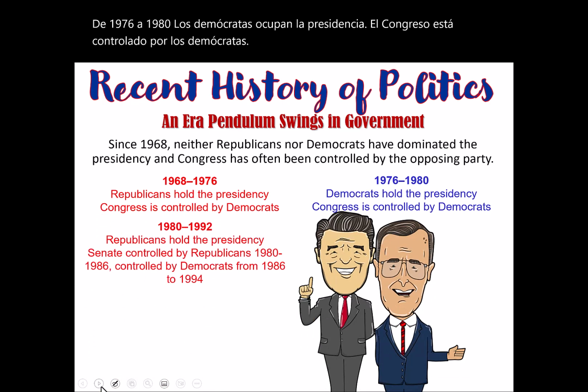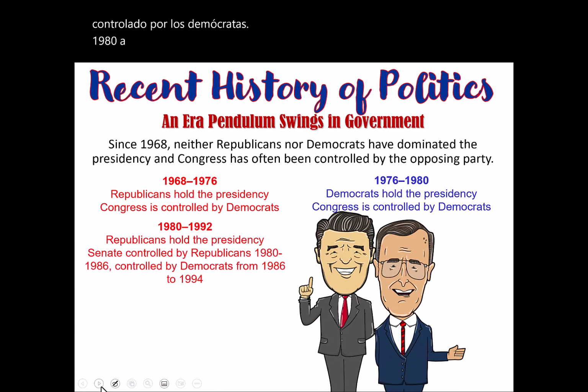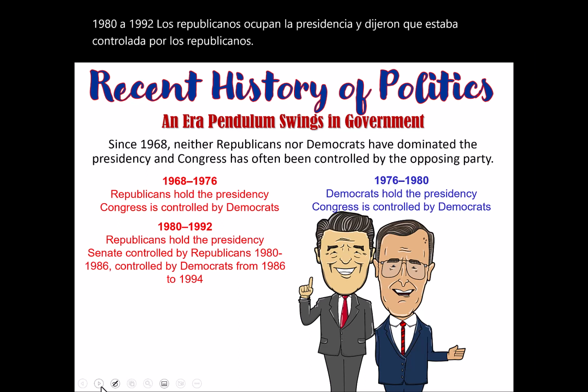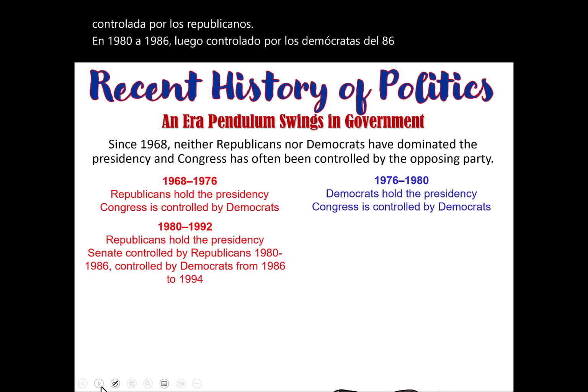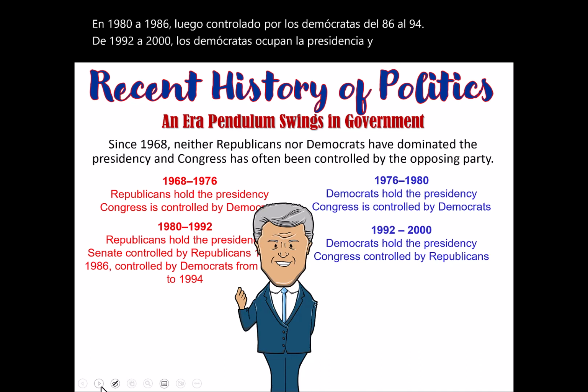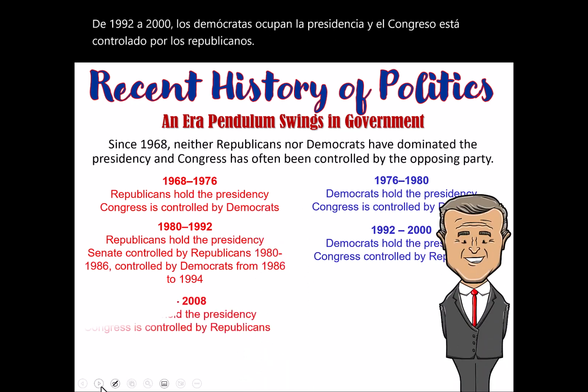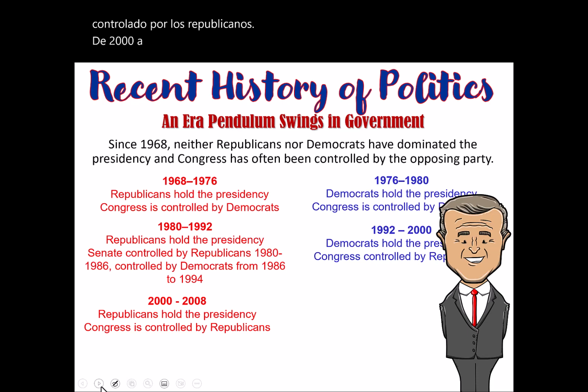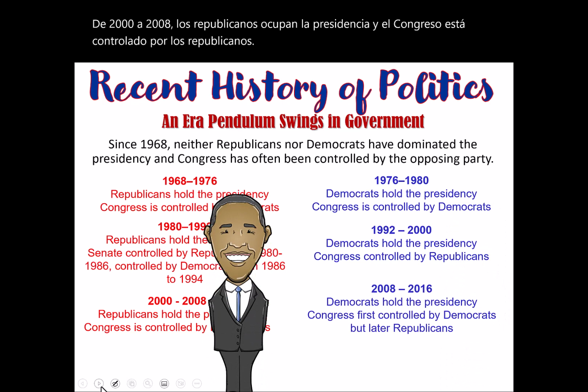1980 to 1992, Republicans hold the presidency, Senate controlled by Republicans from 1980 to 1986, then controlled by Democrats from 86 to 94. From 1992 to 2000, Democrats hold the presidency and Congress is controlled by the Republicans. From 2000 to 2008, Republicans hold the presidency and Congress is controlled by Republicans. 2008 to 2016, Democrats hold the presidency, Congress first controlled by Democrats, but later Republicans.